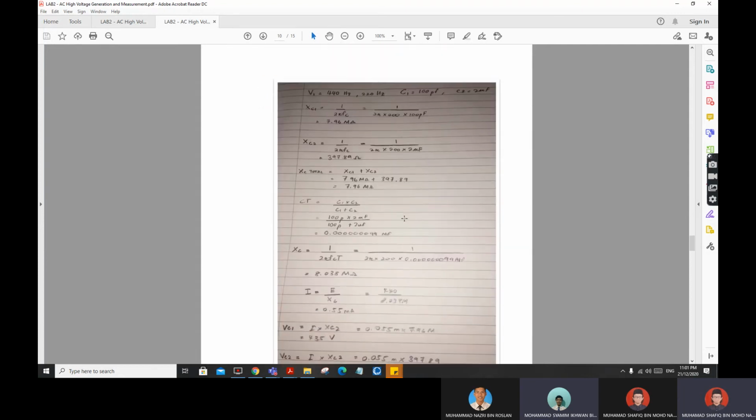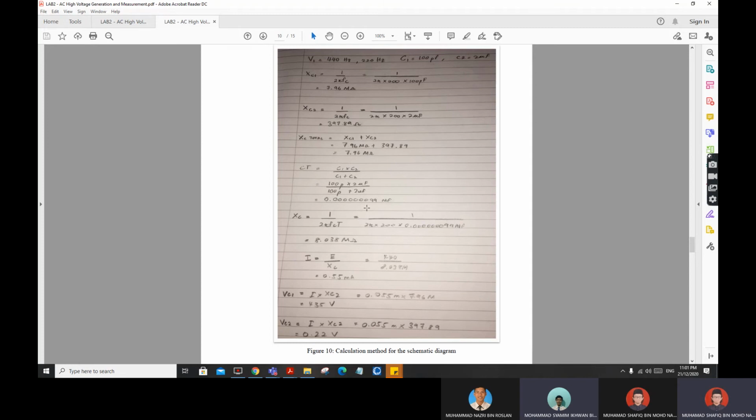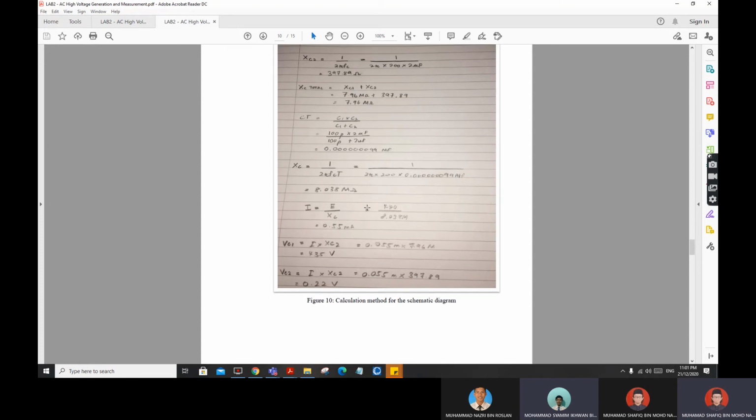This is the calculation to get XC total, which is 7.96 mega ohm. At the end of the calculation, we get a voltage of 435 volts for capacitor 1, and the voltage for capacitor 2 is 0.22 volt.